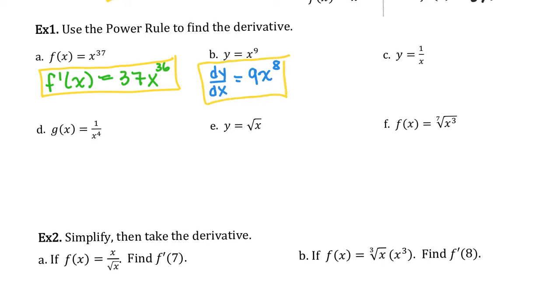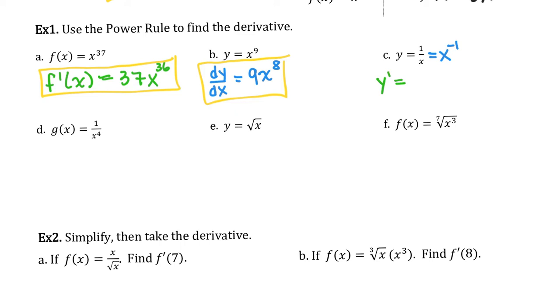Let's see, y equals 1 over x. 1 over x is not the correct format. I need it to be x to the something, so I'm going to rewrite it first. Since the x went to the bottom, this is x to the negative 1. Now I'm going to find the derivative. Since I'm starting with the notation y equals, I could do dy dx, or I could do y prime. I'll do y prime this time.